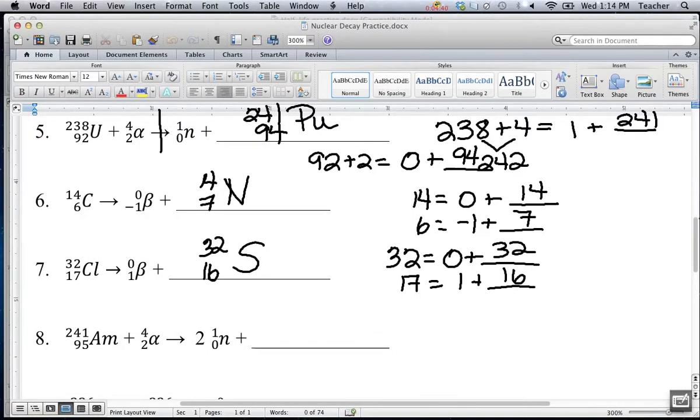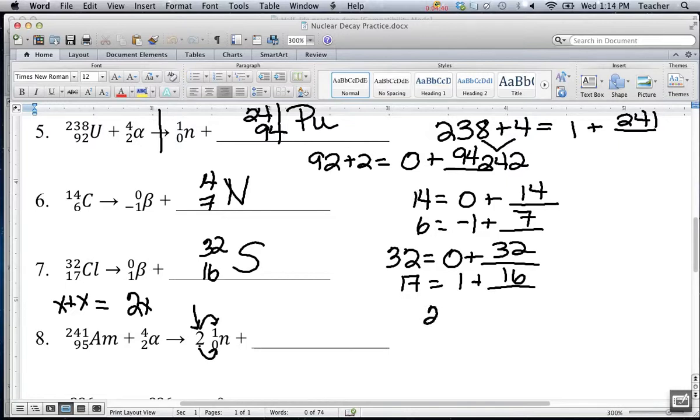Now number 8, this number here, that 2, becomes a bit of a trick for us. It's called a coefficient. It would be the same as writing 2x, which means I have 2 of x. In other words, x plus x equals 2x. You're used to that from algebra. So what this is saying is I have 2 neutrons. And just like this coefficient multiplies x by 2, it multiplies our neutron information by 2. So I would actually multiply both the top and bottom number here by 2.